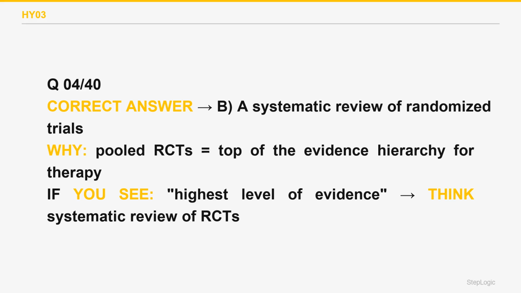The correct answer is B. Expert opinion is the weakest form of evidence, sitting at the bottom of the pyramid, not the top. Choice C wrong. A single case-control study ranks well below randomized trials because it is observational and prone to bias. Choice A wrong. A systematic review of RCTs is the highest level of evidence.